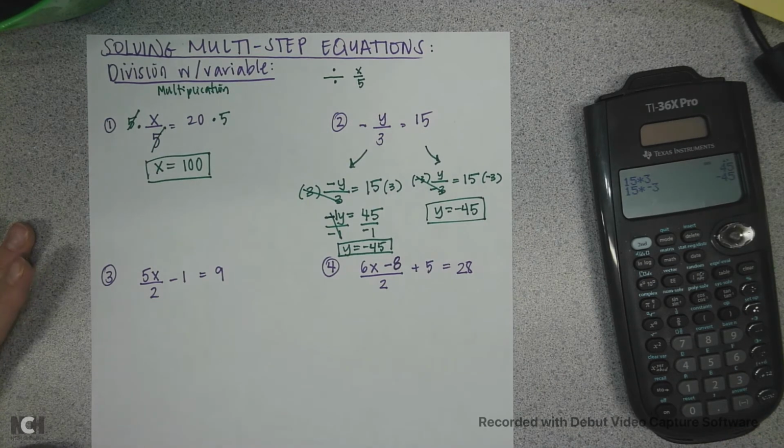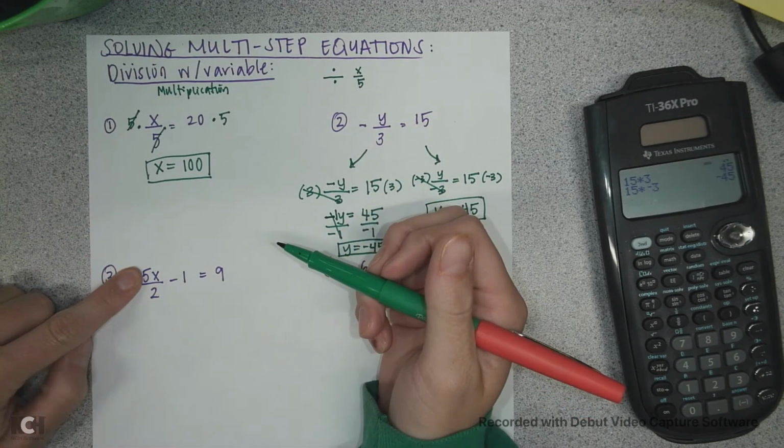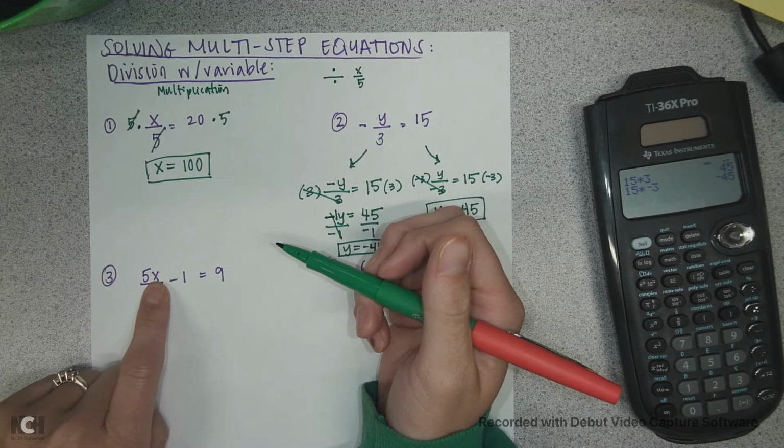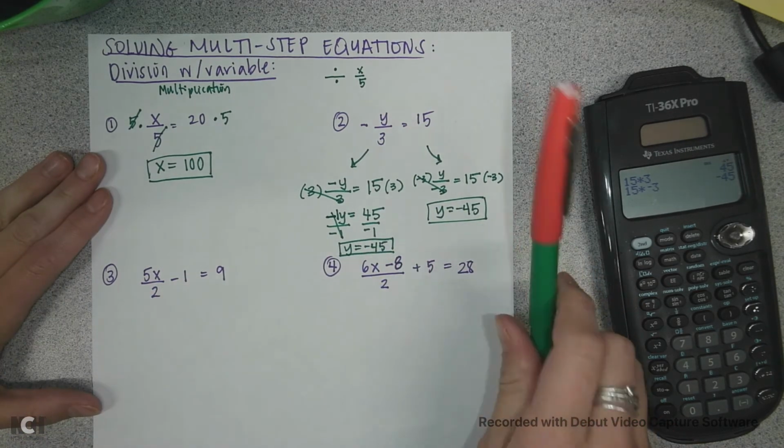On number 3, all that really changed from number 1 to number 3 is I put a coefficient, or a number, in front of my variable on the top, and then I gave this little extra piece. So this is how we start these.